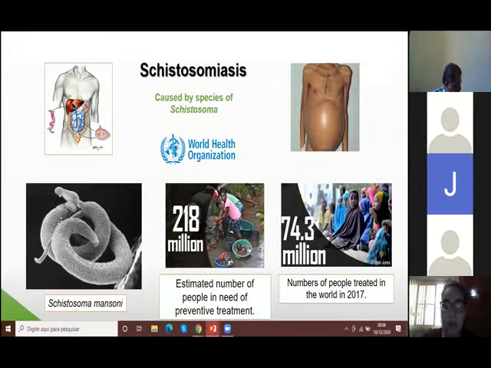About the disease, schistosomiasis is a parasitic and neglected disease caused by species of schistosoma. Schistosomiasis is called water belly in popular medicine, in relation to the main symptom of the disease.